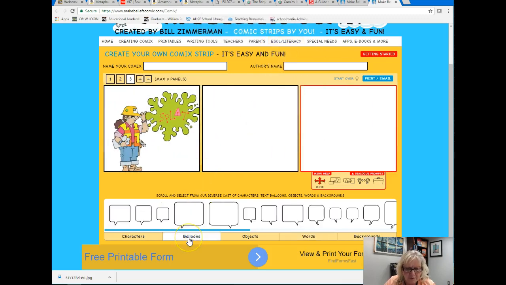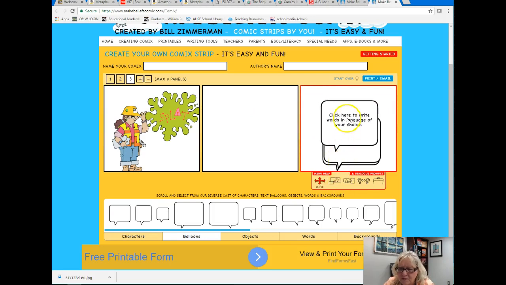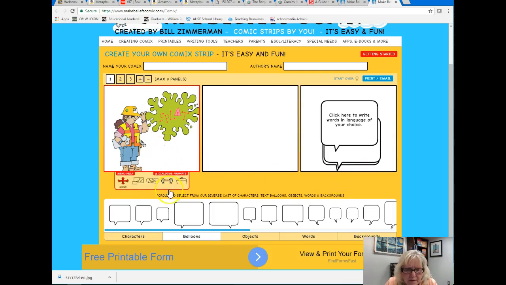There's a way to do the word balloons, so you can write in the language of your choice. There are a couple of different languages, so you can use this in a language classroom to have students practice their writing skills in whatever language. Then you can name it, and I think you can email it, and you can print it. You can move things around, scale them, flip them, and add different size words. You just type in the words, so it's really easy.